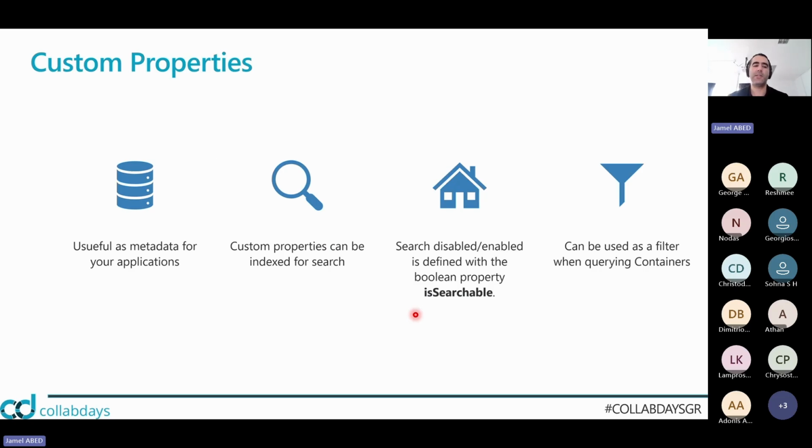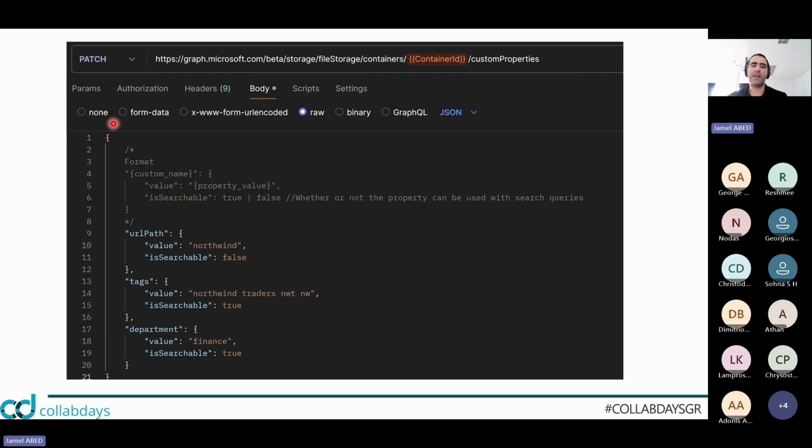And we can also apply custom properties to your container. You can also use custom properties to search for the container when you use Graph API. And here, for example, I have this container with many custom properties. As you can see here, I added a custom property, department, and I specified the value for this department: finance. So you have many options for it.